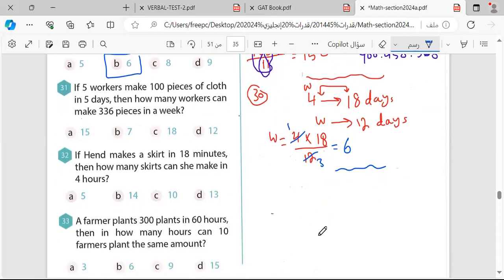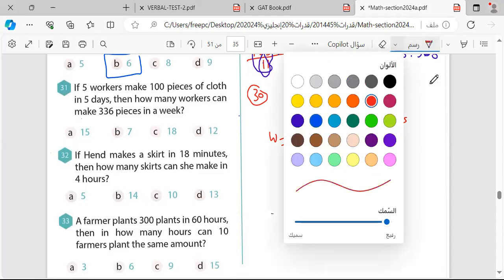Clear? Online student, is it clear? Yes. Right, good. Okay, 31.